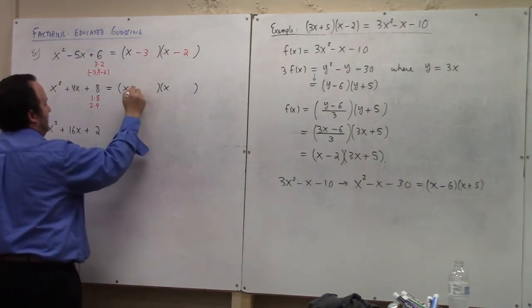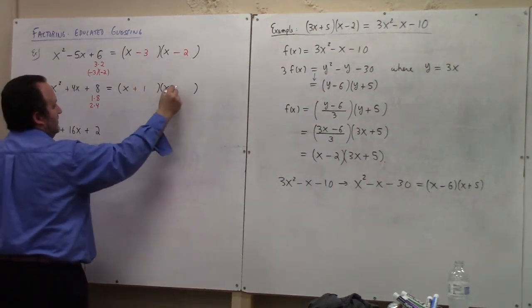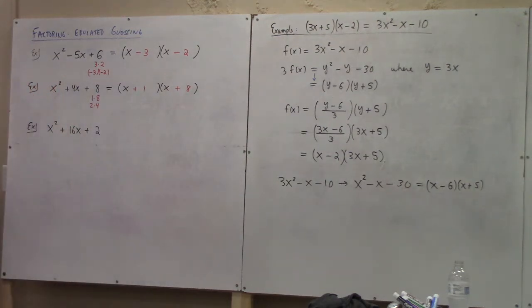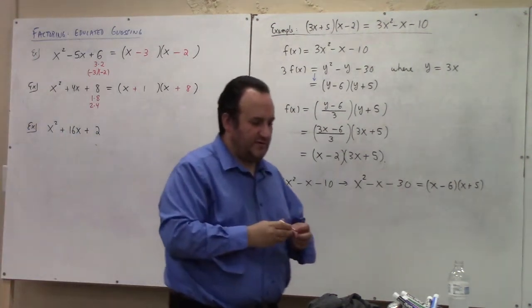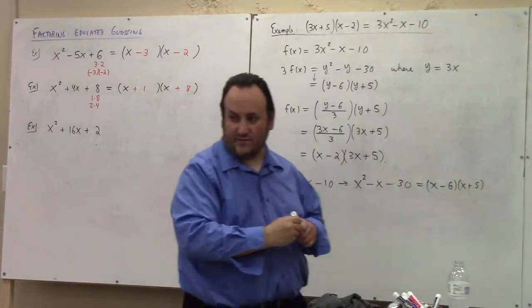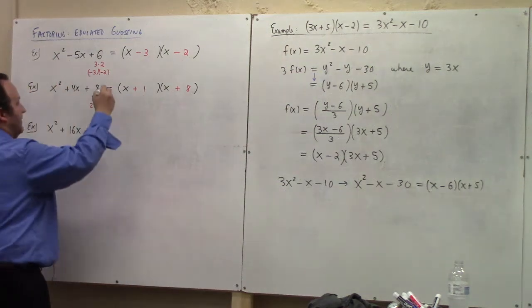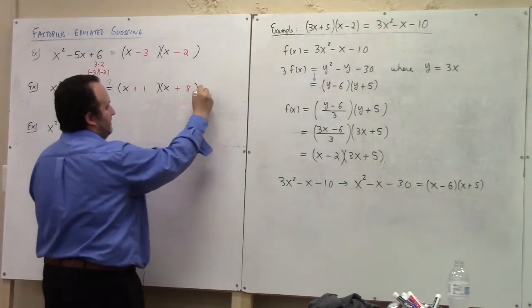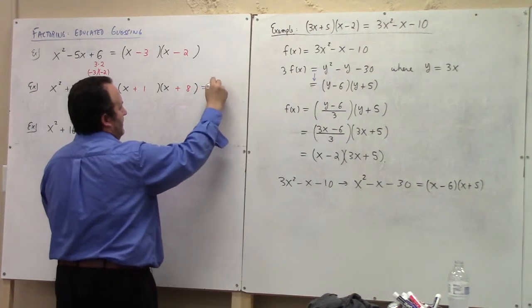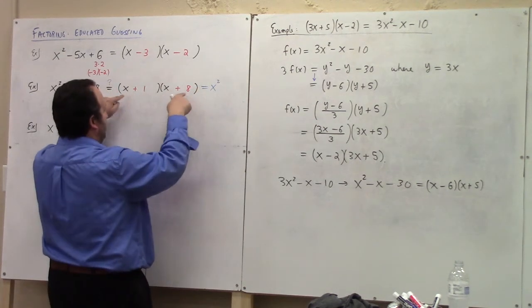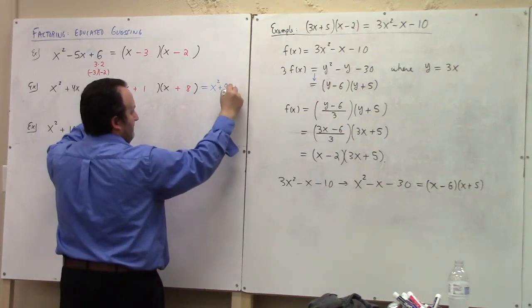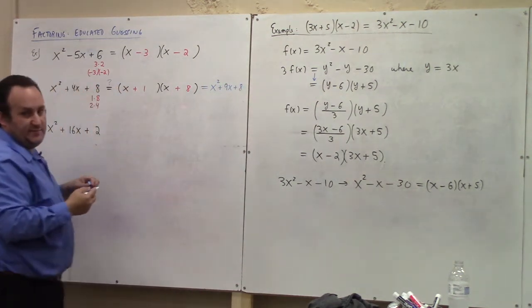How about this? If we do x plus 1, we do x plus 8. Let me put a question mark over that equals because I don't think it's true, right? What happens if we multiply this out? What do we get? We get x squared plus 1 plus 8, we get 9x, right? Well, that doesn't work, right?